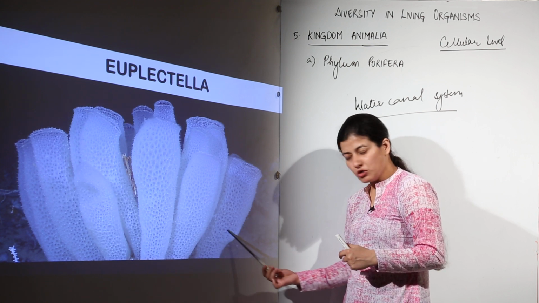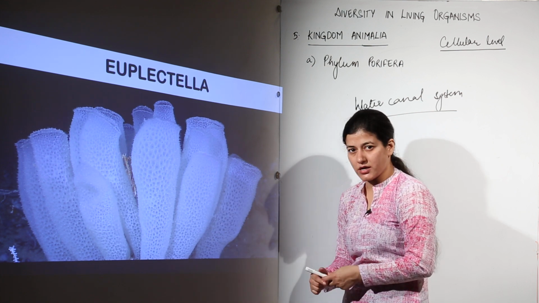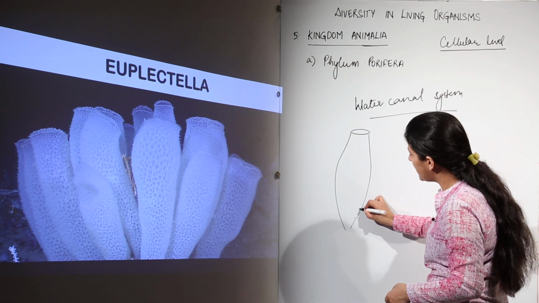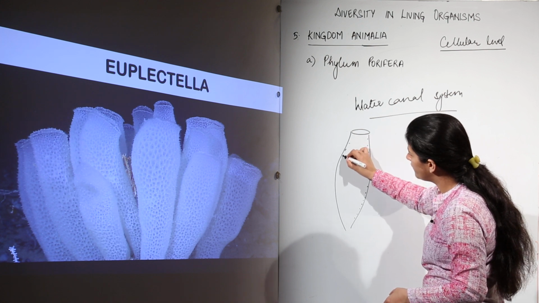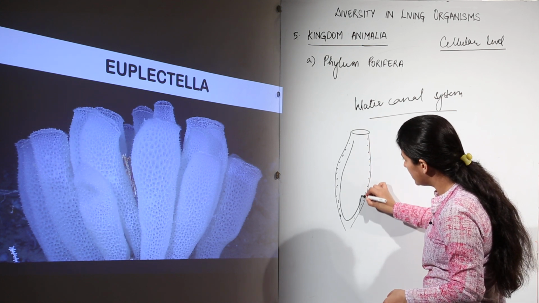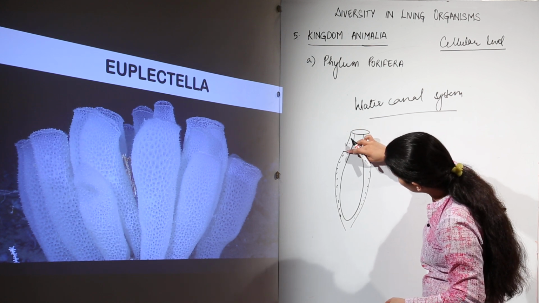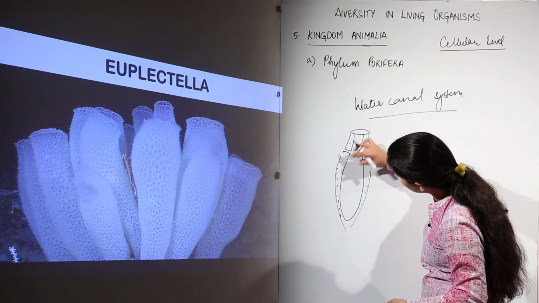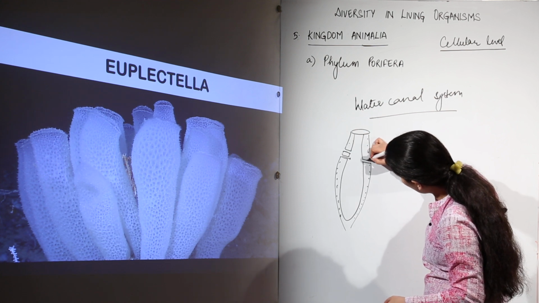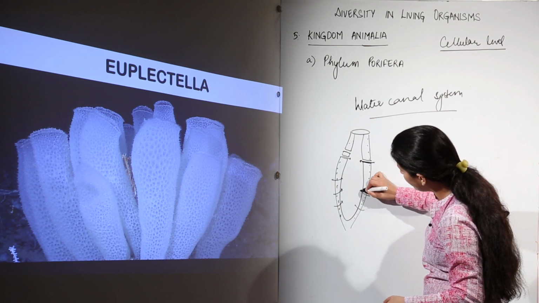Through these numerous tiny pores, water enters a canal that is present. How does a sponge body look? Supposedly this is a sponge body. It has many pores over here, and inside there is a body cavity. Each pore is a passage, and water would enter through these passages into the canal. This open cavity is the canal we can talk about.